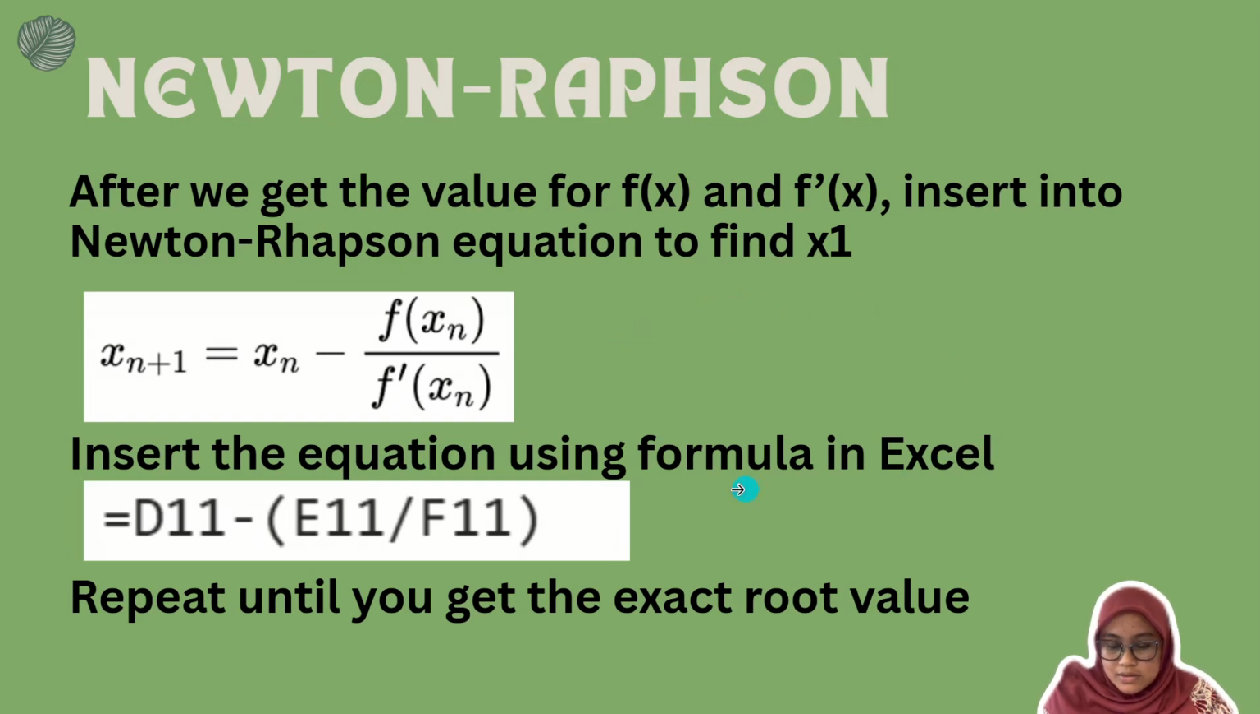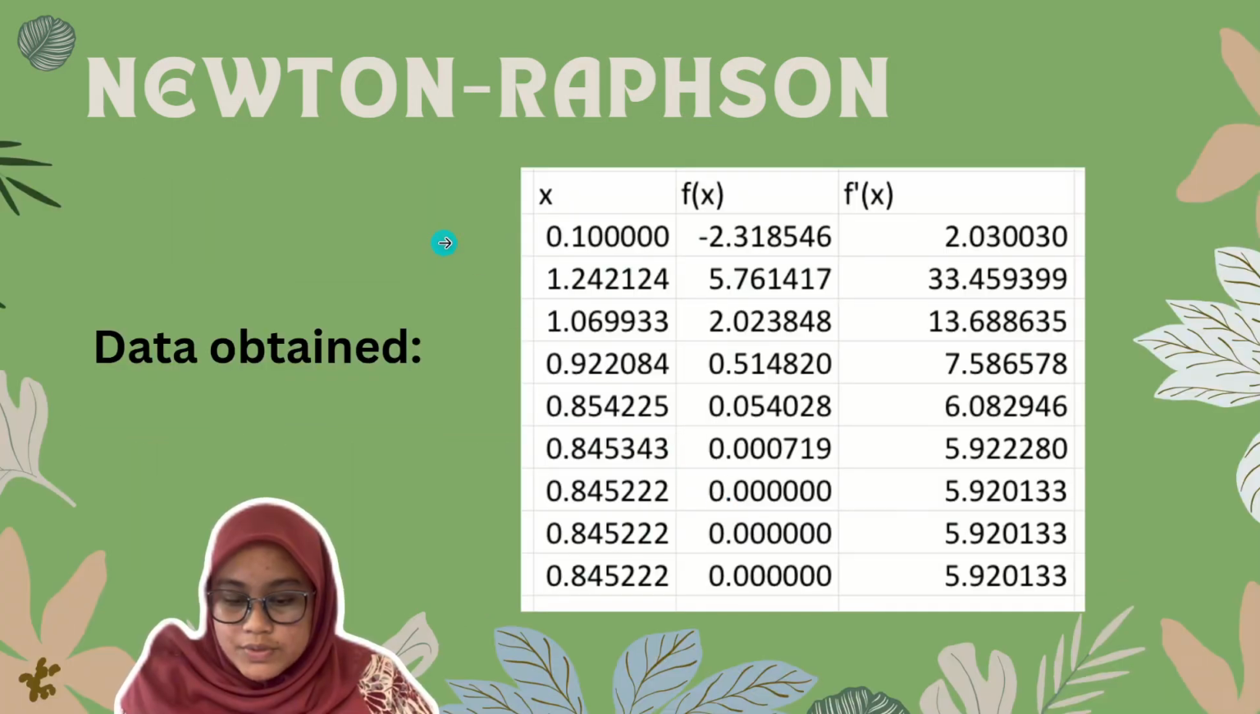Using Excel, this is how the equation looks in Excel. We need to repeat until we get the exact root value like this. This is the data obtained for this equation. First of all, I use initial x as 0.10. Then we got the f(x) value, and then the derivative of f(x), which is 2.03 here.